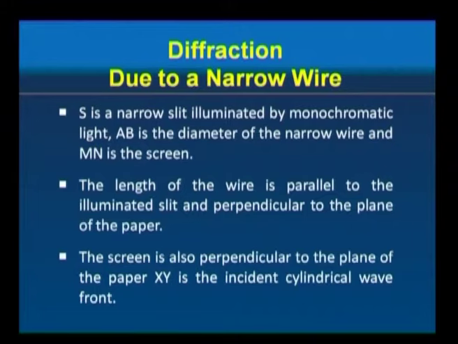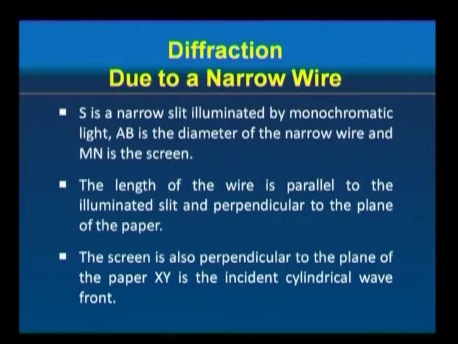So you have light coming through a slit. A slit is nothing but an opening, right? Now you have the narrow wire in the path of the light beam. The wire is parallel, not perpendicular, to the slit, so that the wire will be illuminated. The screen is also perpendicular to the plane of the paper.